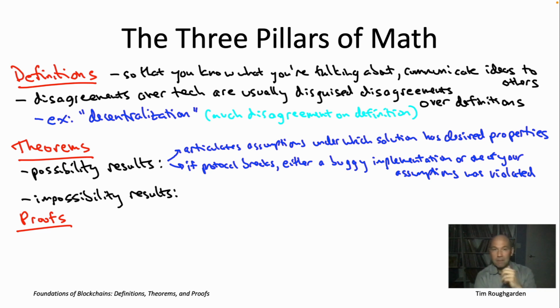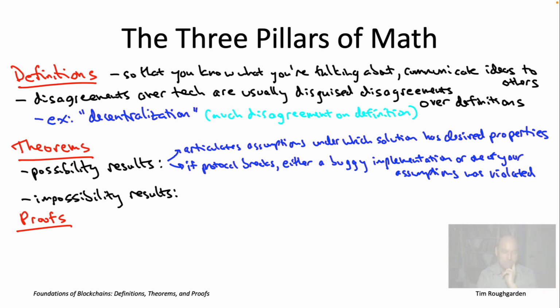For example, for the FLP impossibility result, we had to precisely define the asynchronous model, and we had to precisely define what we meant by a protocol and the properties that we wanted. And then there's no way we're going to rule out all protocols without doing some math and having a hard math proof that in fact none of the protocols have the properties that we're looking for.